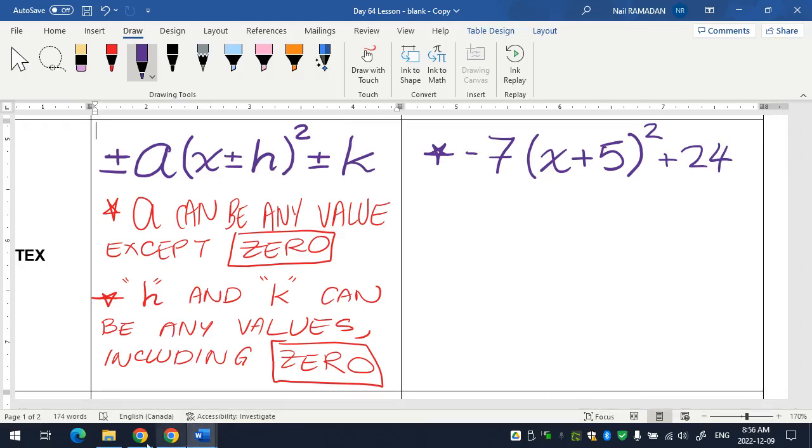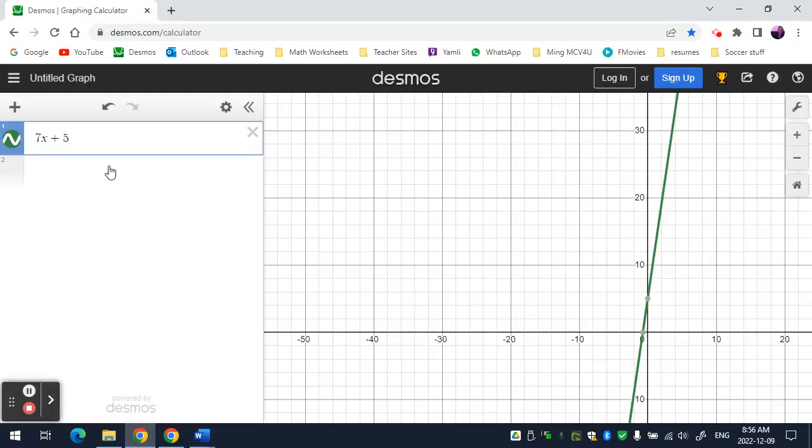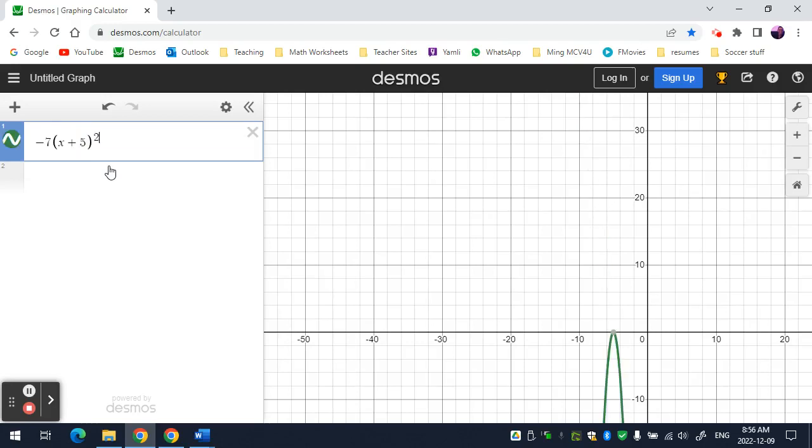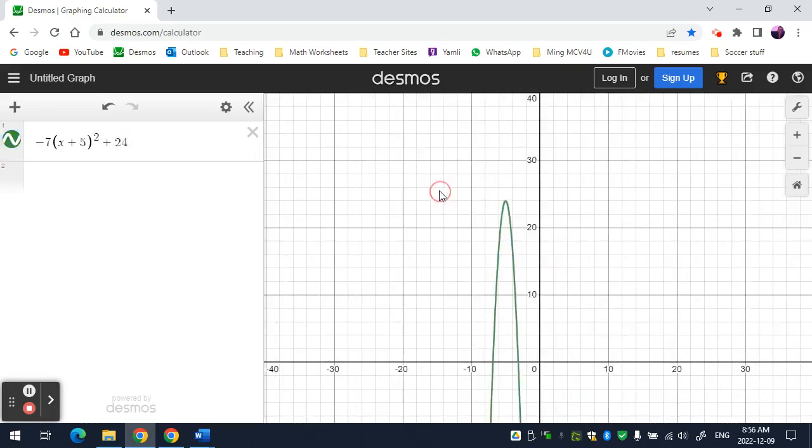Minus, where is it? Okay. -7. Then you open the bracket. And then Sadia said X positive 5. Ahmed, what do I do now? Close the bracket. Put a square on top. And then you put the very last single number, which is? Is this a quadratic?